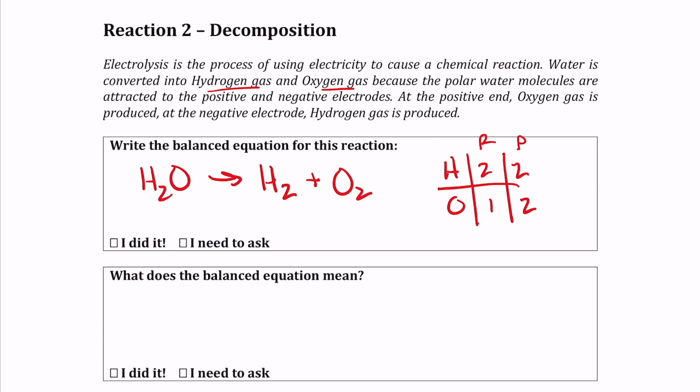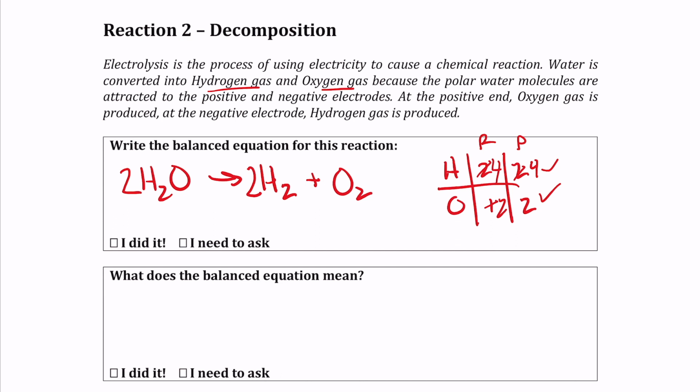And so if I want to get 2 oxygens on the reactant side, I need to put a 2 in front, but that means I've doubled my hydrogens as well. So I now have 4, which means I also need to put a 2 there, which now balances everything out. Again, what does this balanced equation mean?